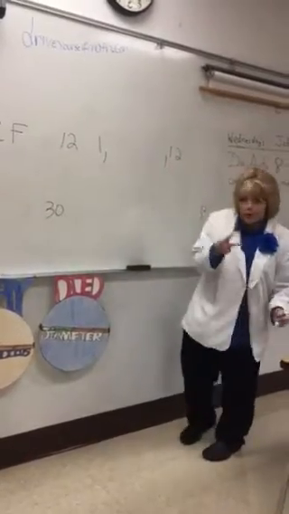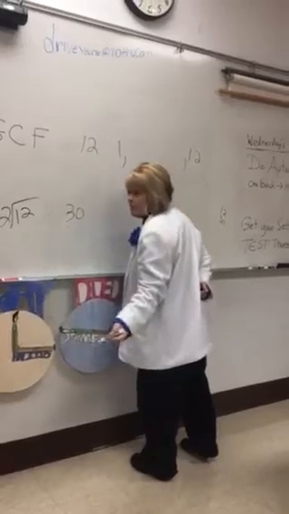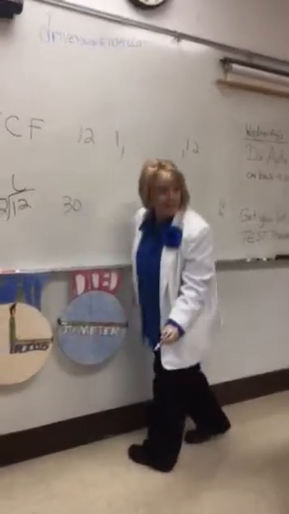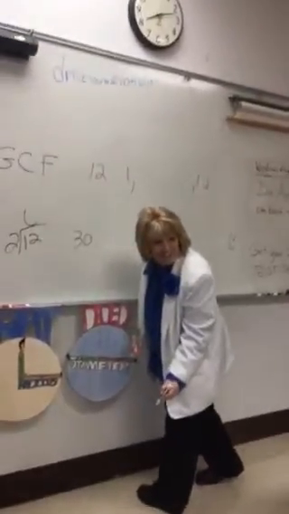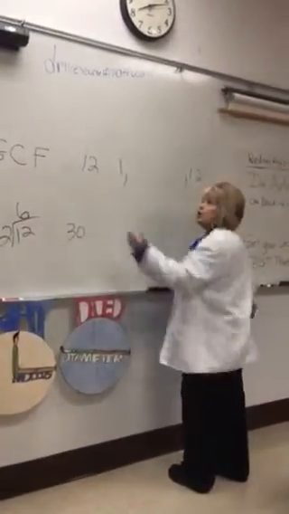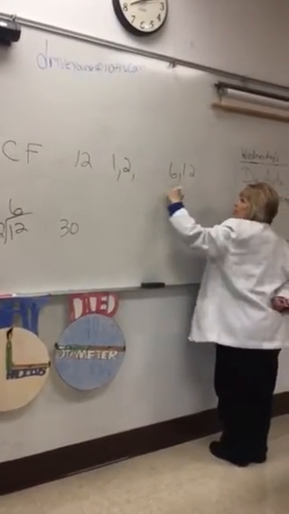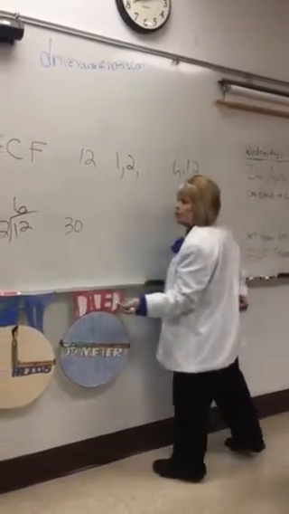Then you try 2. Will 2 go evenly into 12? Yes, it will. How many times? 6. Because 6 times 2 is 12. There's your partners. 2, and then go all the way over here, and 6. Partners, partners.